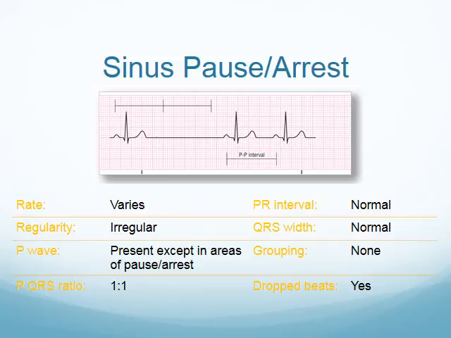So with sinus pause and sinus arrest, the rate is going to be variable depending on how many pauses you have. You have an irregular heart rate because of those drop beats. The P waves are still present. Your P waves and QRSs, you should have the same number of them. They should be attached to each other. PR interval and QRS width is still normal. There's no grouping, but we still have drop beats. So we see here our P to P interval does not march out as it does in sinus block. We have this pause or arrest, and it just kind of kicks back in whenever it wants to.